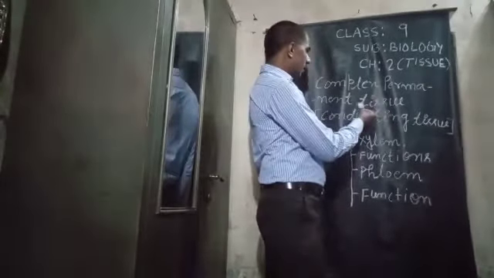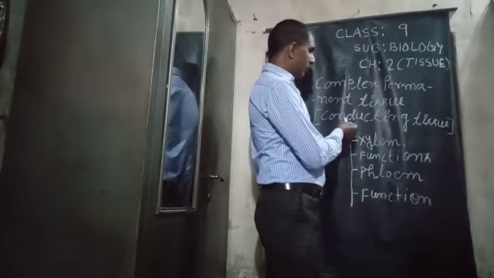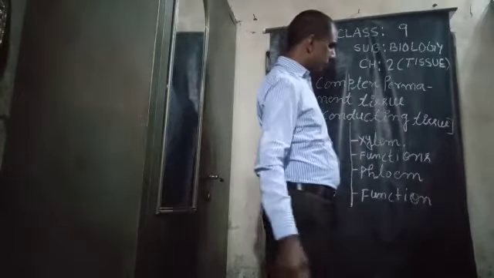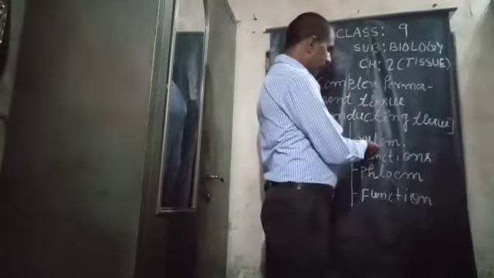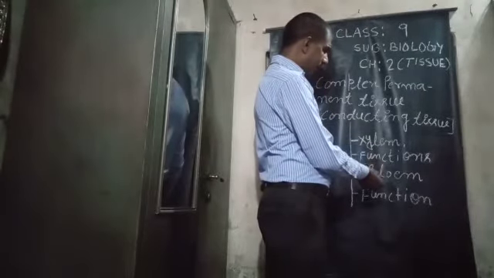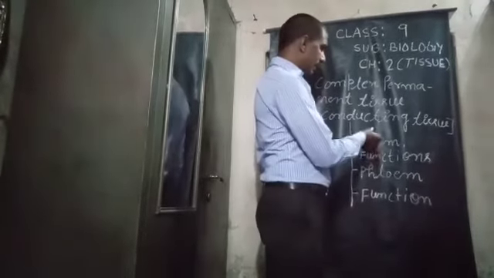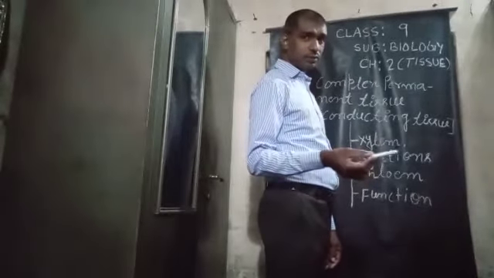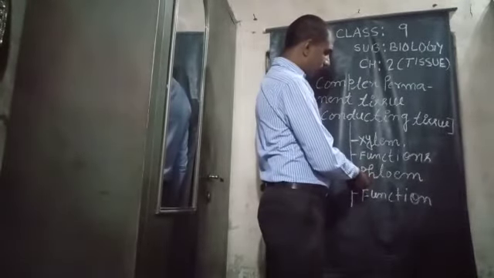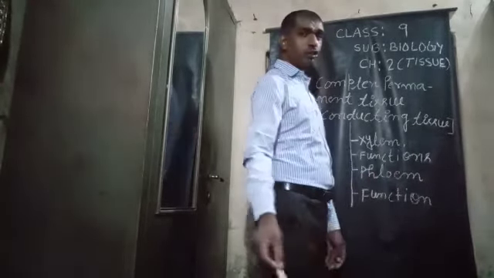So this is my explanation about complex permanent tissue, which is also called conducting tissue: xylem and its function, phloem and its function. The elements of xylem and the elements of phloem are also explained today by me.